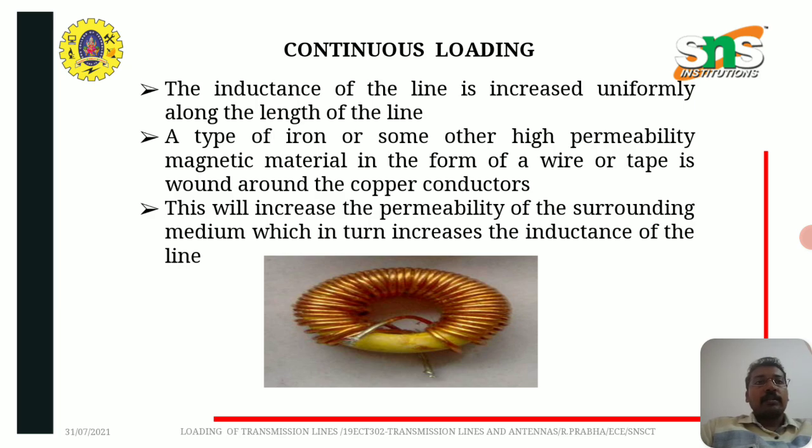Continuous loading. The inductance of the line is increased uniformly along the length of the line. A type of iron or some other high permeability magnetic material in the form of a wire or tape is wound around the copper conductors. This will increase the permeability of the surrounding medium, which in turn increases the inductance of the line.